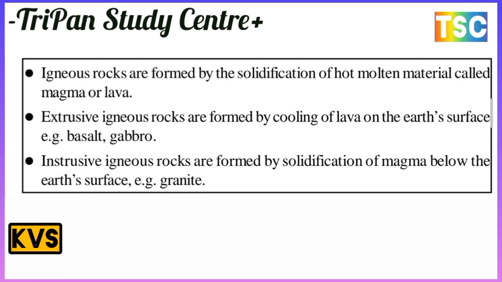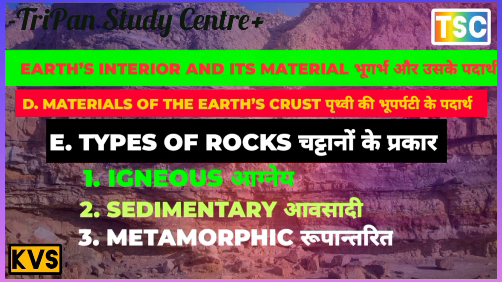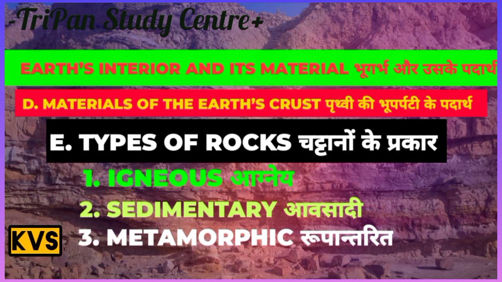Next, intrusive igneous rocks are formed by solidification of magma below the earth's surface, for example granite. The next type is sedimentary rock. This is the most important. These rocks are formed by the successive deposition of sediments.